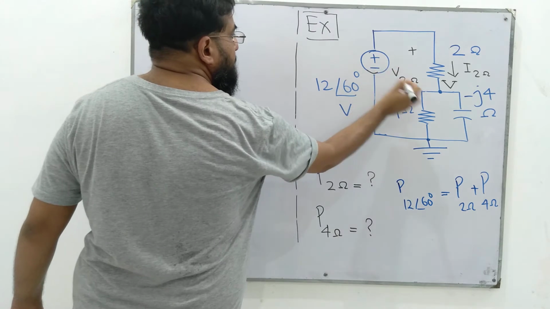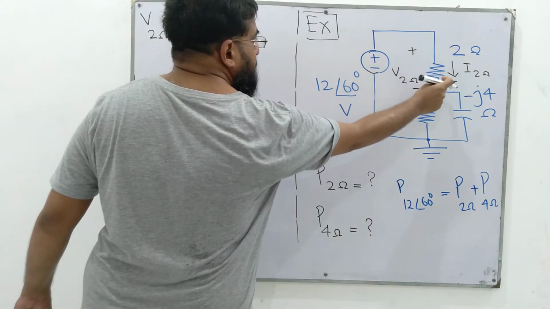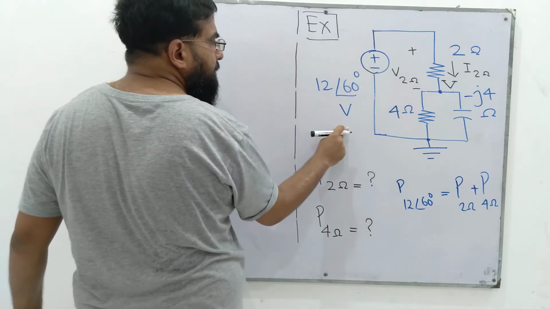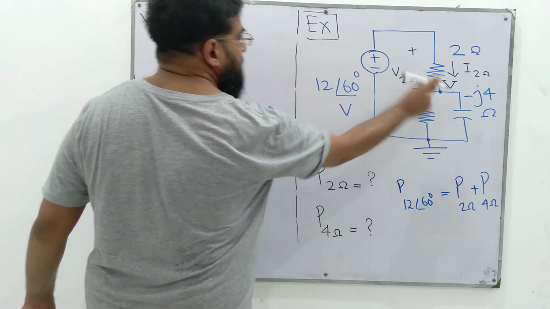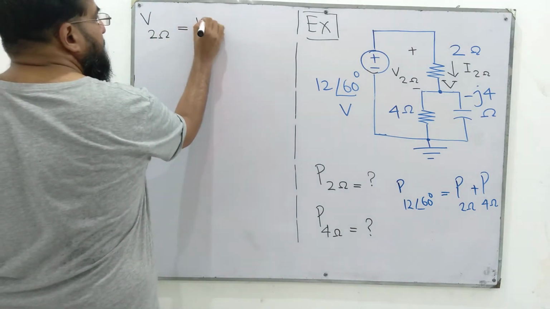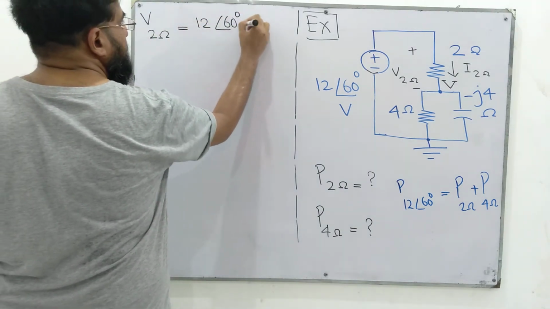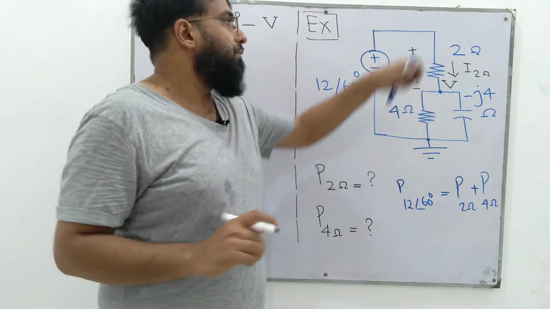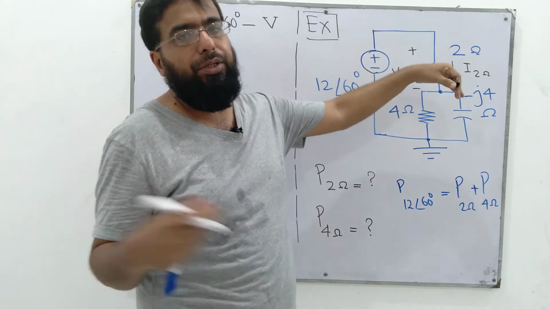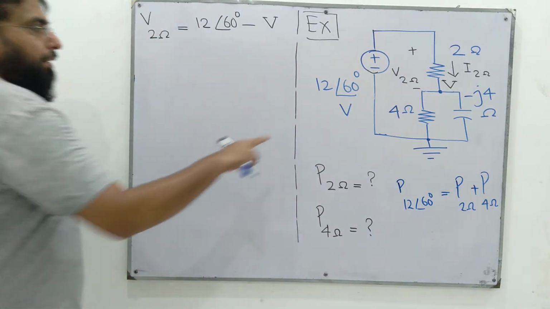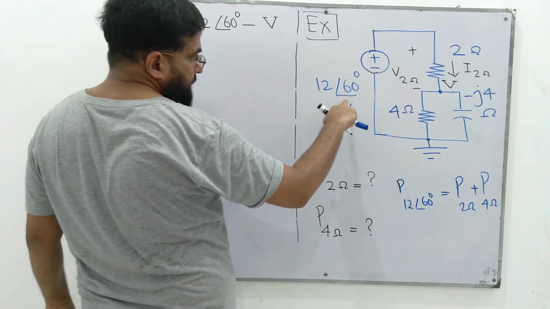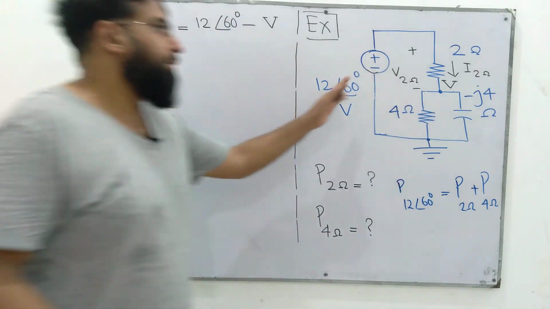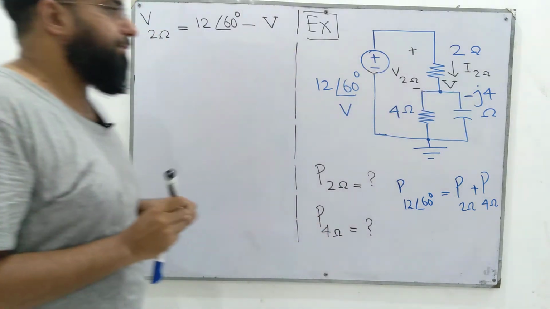On the upper end, this 2 ohm resistor is connected with the 12 at an angle of 60 degrees source, and the lower end is at V volts. So the voltage drop across it would be 12 at an angle of 60 minus V. That will be the voltage drop across this 2 ohm resistor: the voltage on one end minus the voltage on the other end. This 12 at an angle of 60 volts would be higher compared to this, we know, because it's the only source and it is driving current through these components.